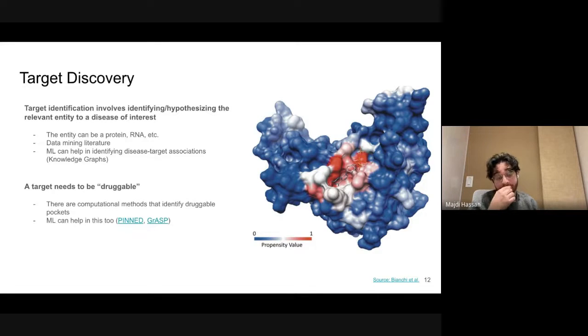And you can also have ML methods for the other use case of disease target associations, where you apply ML on knowledge graphs, right? You've accumulated all this literature, you form this graph of relations, and then you try to extract new relations, new disease target associations, using either graph methods or ML on graphs, right?